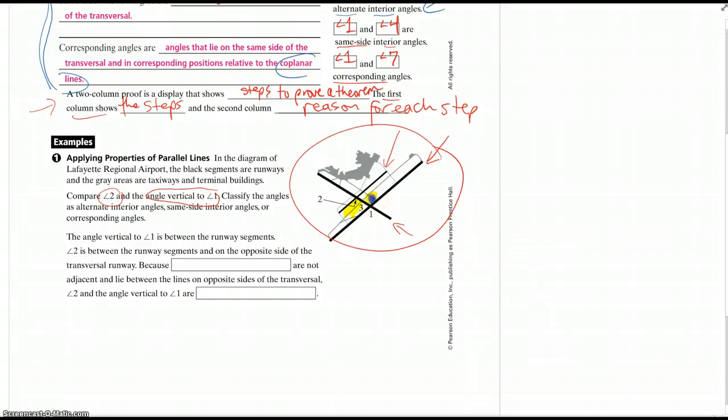I think it's better if I fill it in like this. So those 2 angles are on the interior of the parallel lines, and they're on alternate sides of the transversal. So if you read this through, the angle vertical to 1 is between the runway segments. Angle 2 is between runway segments, but on the opposite side of the transversal runway, because alternate interior angles are by definition not adjacent and lie between the lines on opposite sides of a transversal. These 2 are alternate interior.